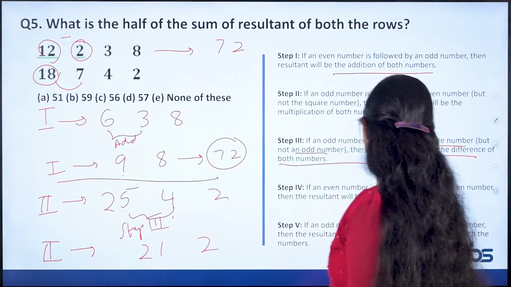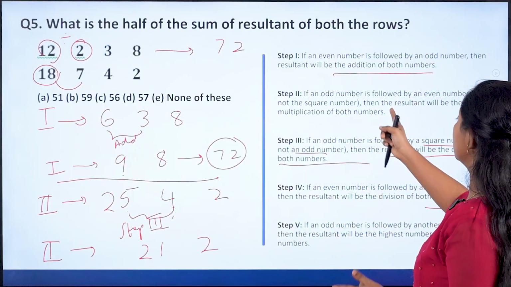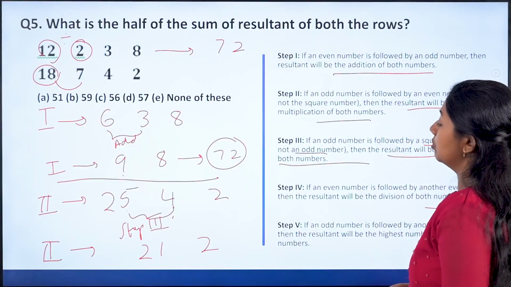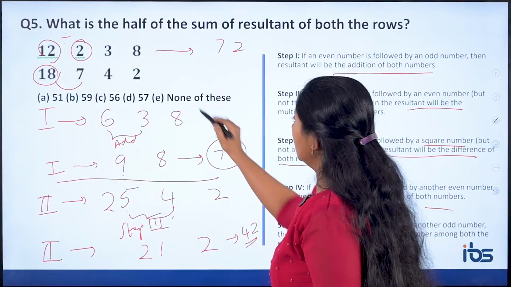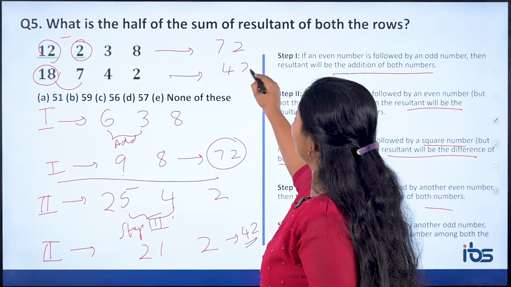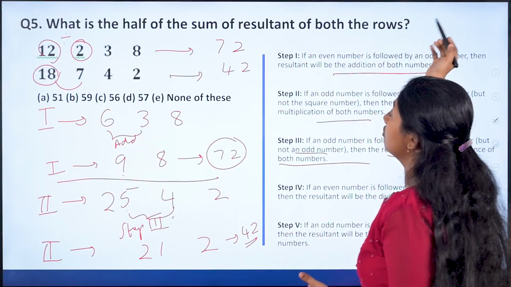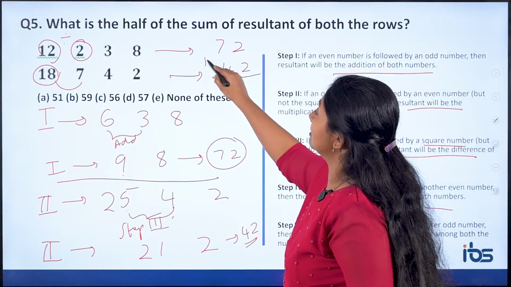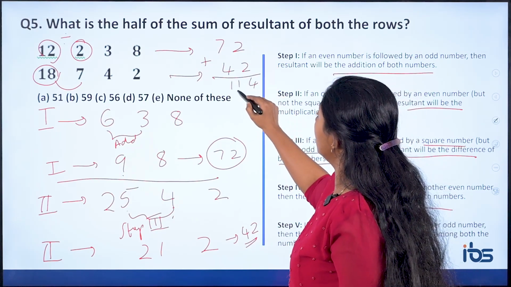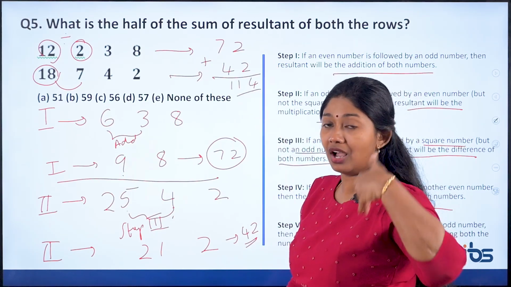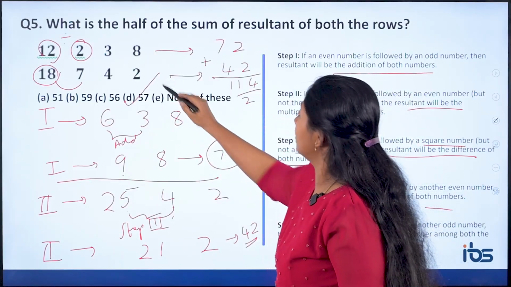So odd number followed by another even number, but not the square, then the resultant will be the multiplication of both. 21 into 2, you are going to get 42. So here the resultant is 42. What they have asked us to do is the half of the sum of the resultant of both. If you add, 72 plus 42, you are going to get 114, and you have to take the half of that. If you take the half of that, you are going to get 57.